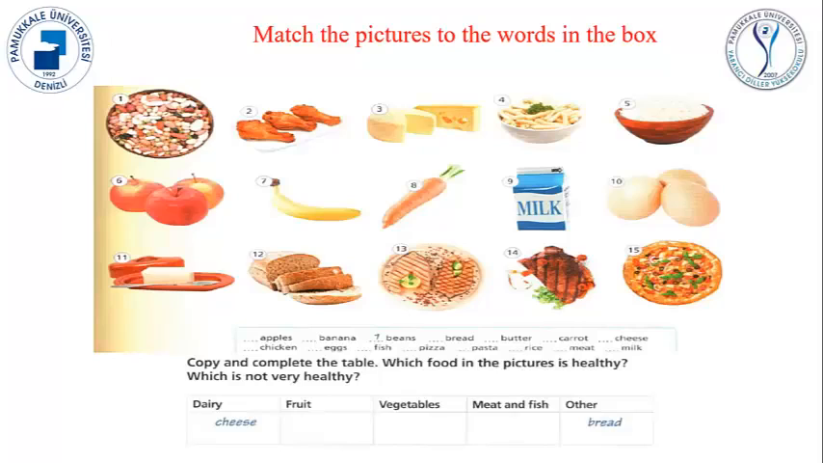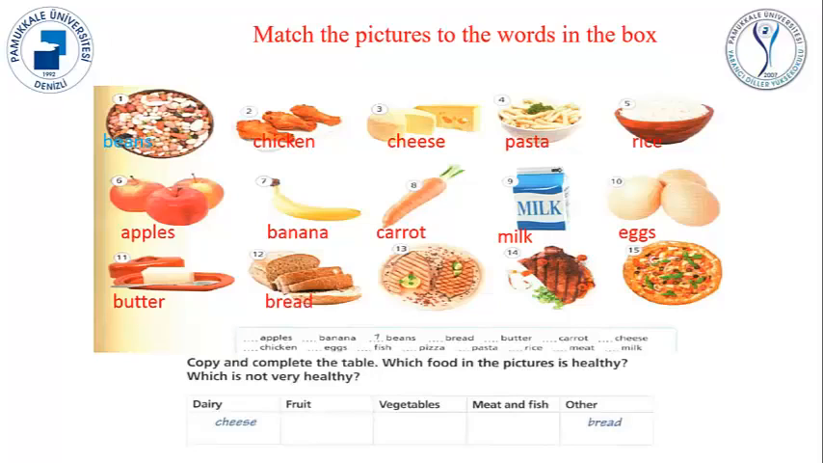The next, the first picture shows beans, chicken, cheese, pasta, rice, apples. There are three apples here. Banana, carrot, milk, eggs, butter, bread, fish, meat, and pizza, of course.